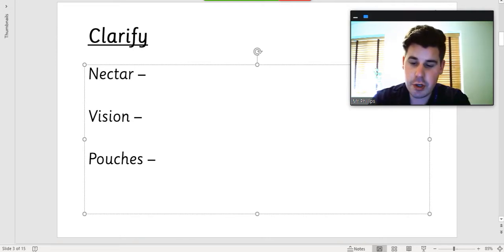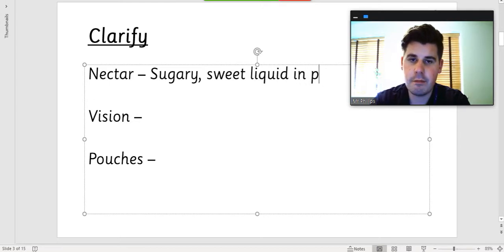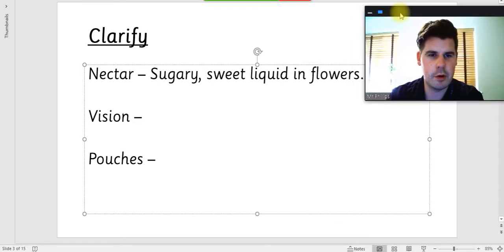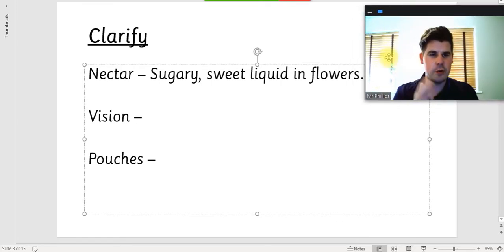So it's a sugary, sweet liquid in, we'll put it in flowers. It's not in all plants, that would be wrong of us to say. That's what we talk about when we talk about nectar. There was pollen as well, but pollen was the yellow dust, whereas nectar is the sugary, sweet liquid.